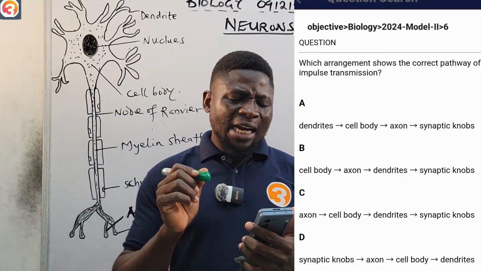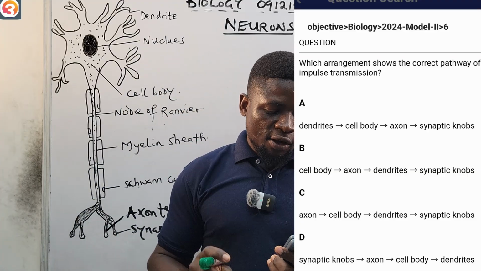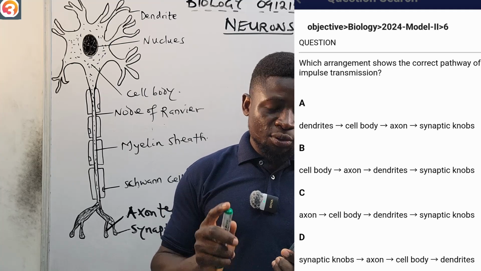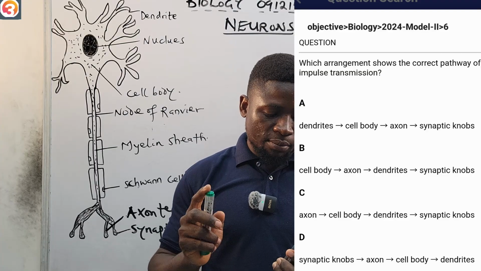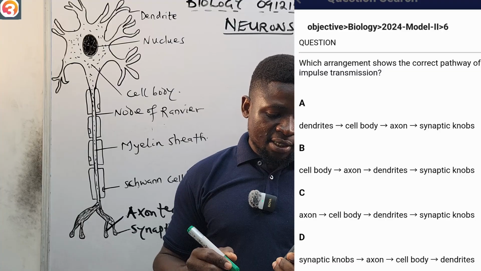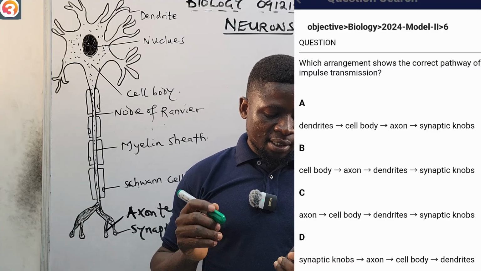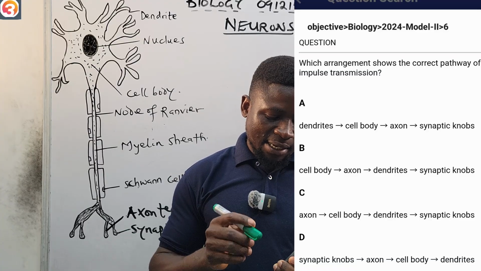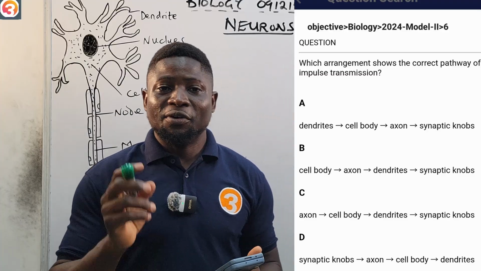It says, which arrangement shows the correct pathway of impulse transmission? A says the dendrites to the cell body, then to the axon, then to the synaptic knobs. B says the cell body to the axon, then to the dendrites, then to the synaptic knobs. C says the axon to the cell body, then to the dendrites, then to the synaptic knobs. D says the synaptic knob first, before the axon, then before the cell body, before the dendrites.